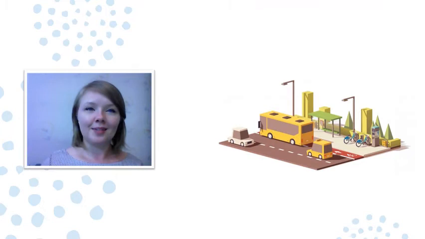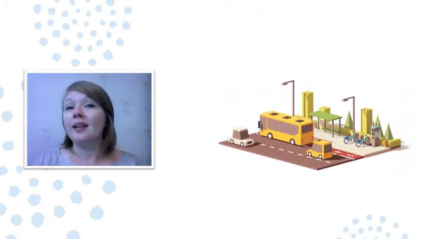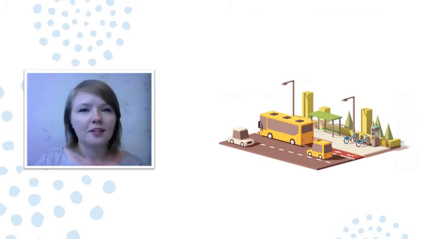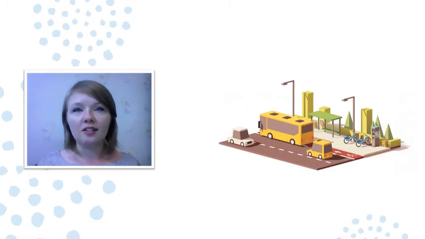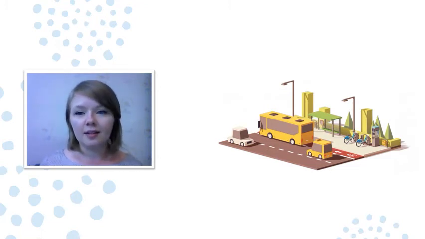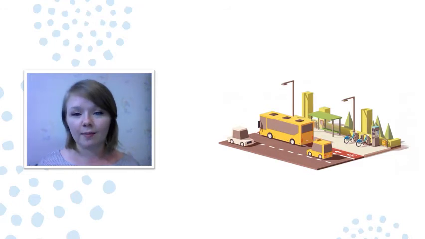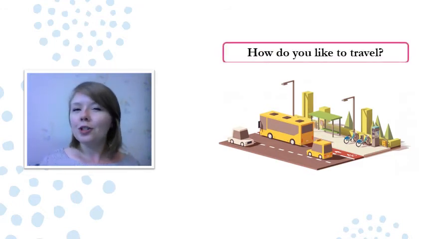All right, we're going to move on to our next vocabulary set. So let's look at what we see in this picture. We see a bus, a car, a taxi, a bicycle that you can rent out. We'd call that a bike share. How do you like to travel? What transportation do you prefer to use?